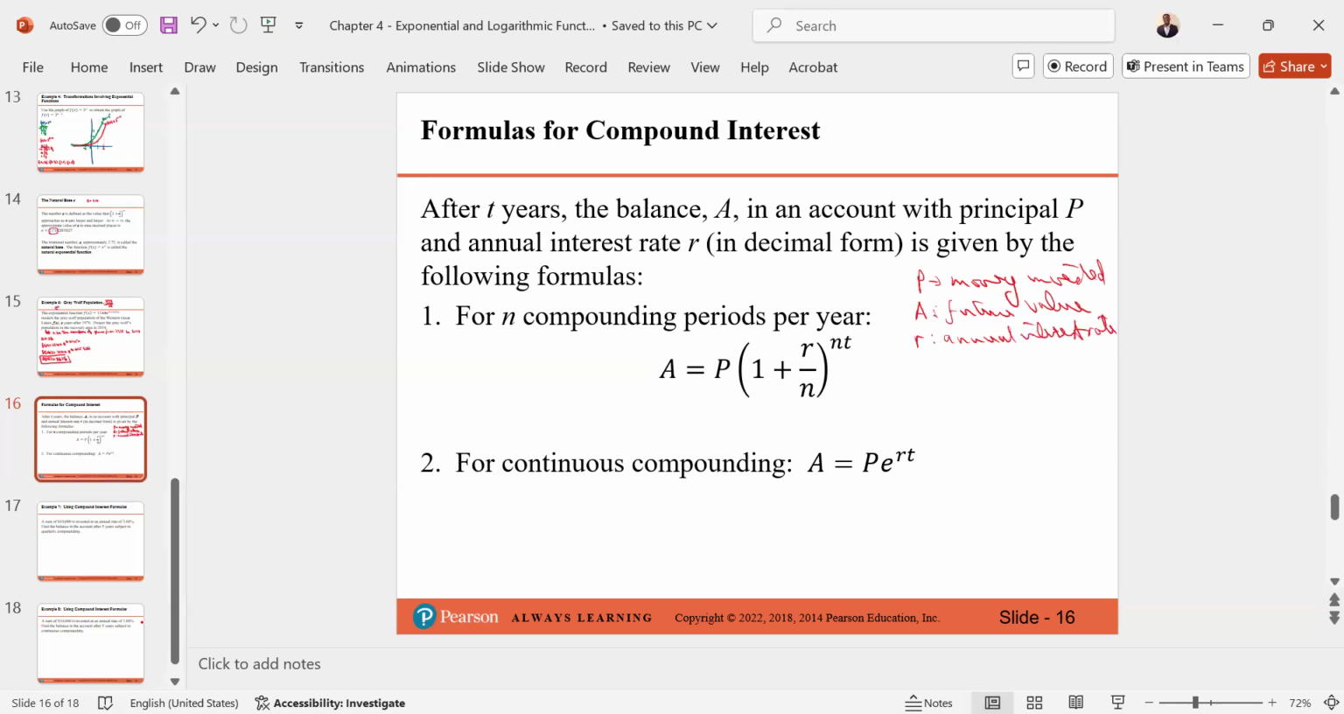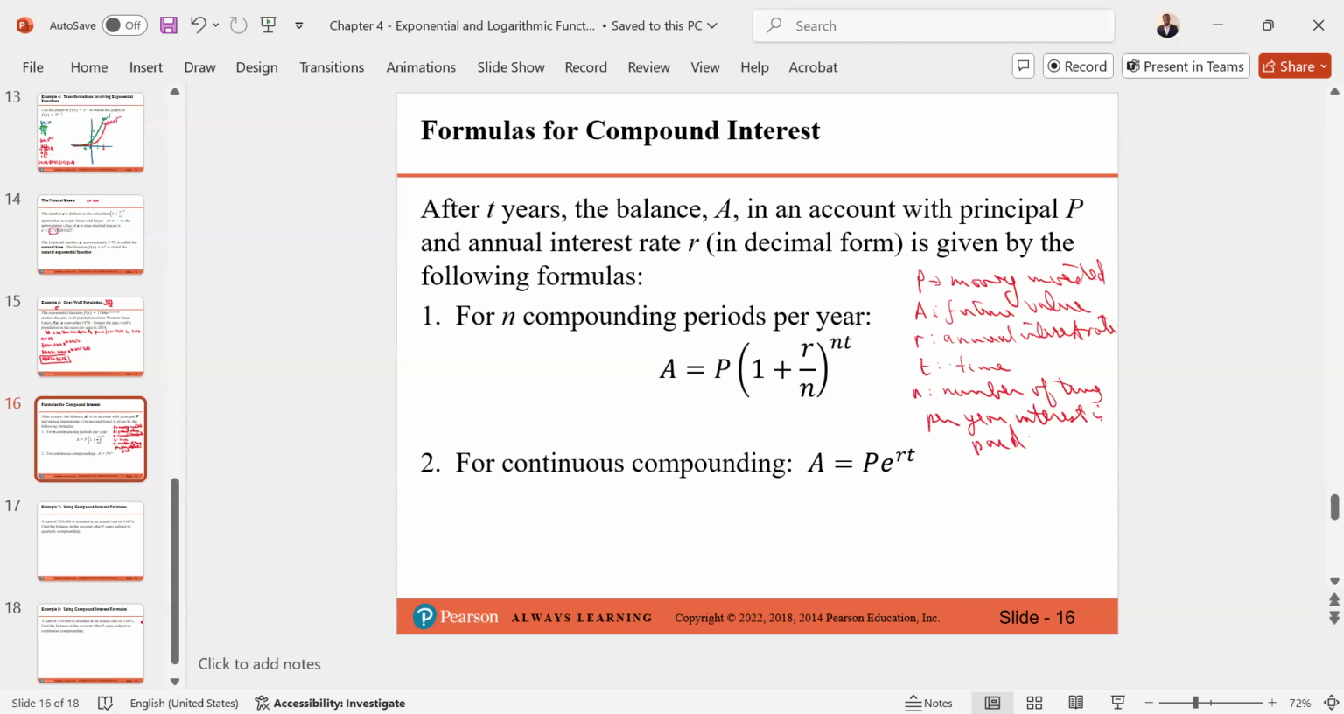Annual interest rate. We have T, the period of investment, time, and N is the number of times per year interest is paid. Okay, so that's what we do. In some books, instead of using N, they will just say something else.